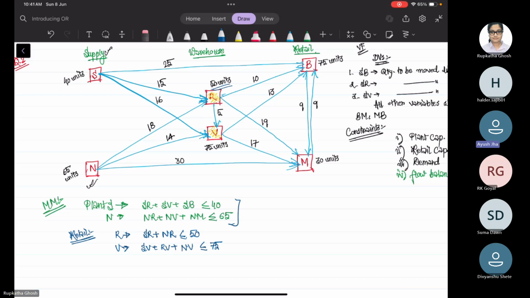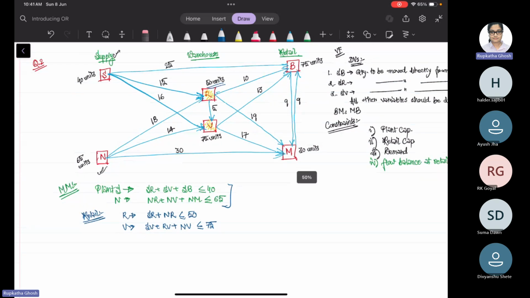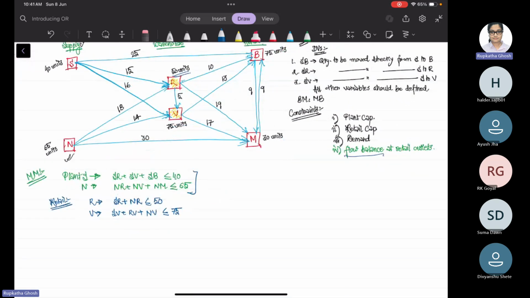But if from R to B the 10 units will not go? From R to B, I'm telling you, that is taken care of by the flow balance, not by the capacity constraints here. Let's not even jump into demand constraint. You tell me what will be the flow balance constraint. Total outgoing minus total incoming. Yeah, exactly. So if I have to write flow balance, that is nothing but SR plus NR is equal to RB plus RM plus RV.